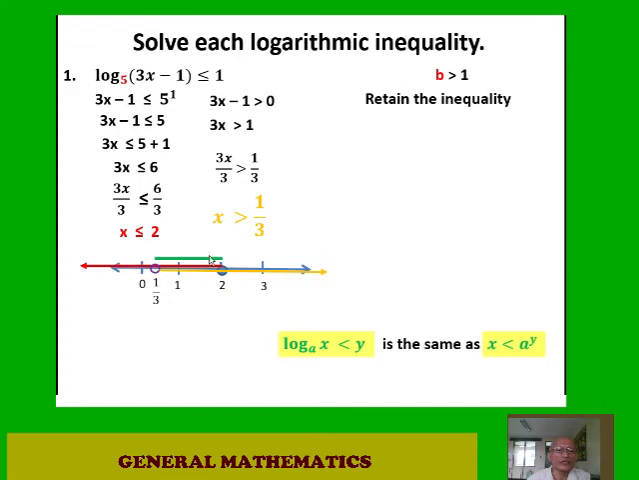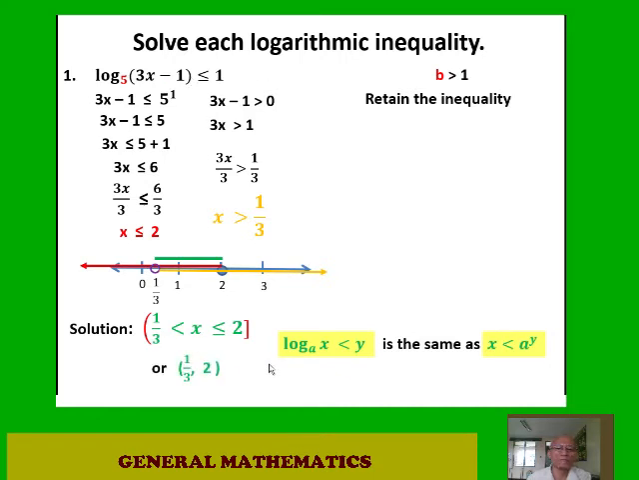Then the intersection of these two inequalities, the green line, the portion under the green color, is the solution set of this inequality. So the value of x is greater than 1/3 but less than or equal to 2. These are the values which are the solution set of this inequality.